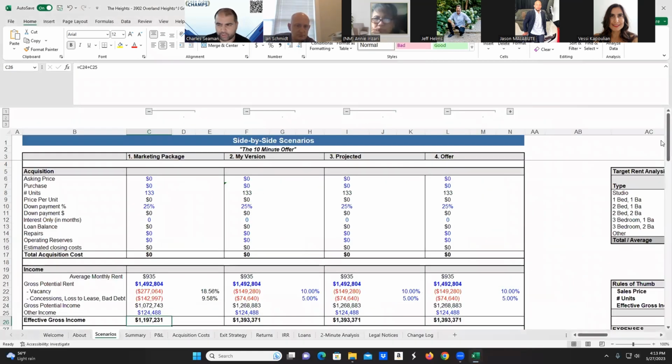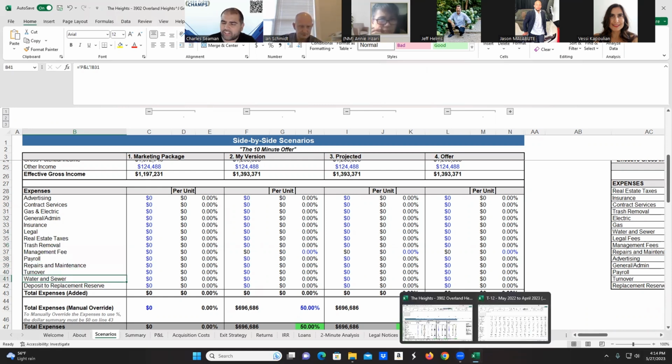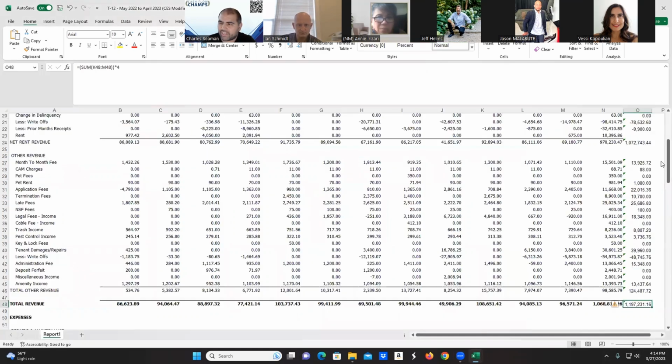Okay, so on the expense side, the items we have here are advertising, contract services, gas and electric, general admin, insurance, legal, real estate taxes, trash removal, management fee, payroll, repairs and maintenance, turnover, and water sewer. So everything we see on the T12 is going to fall into one of these categories.